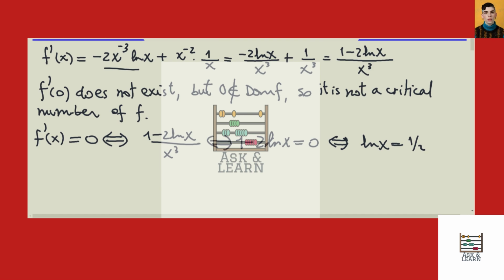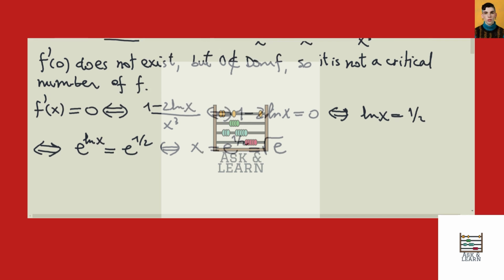And because the exponential function is an injective function, for the positive numbers we get that this is equivalent to e to the natural logarithm of x equal to e to the 1/2, and this is equivalent to, because the natural logarithm and the exponential function are inverse to each other, x equal e to the 1/2, which is the square root of e.